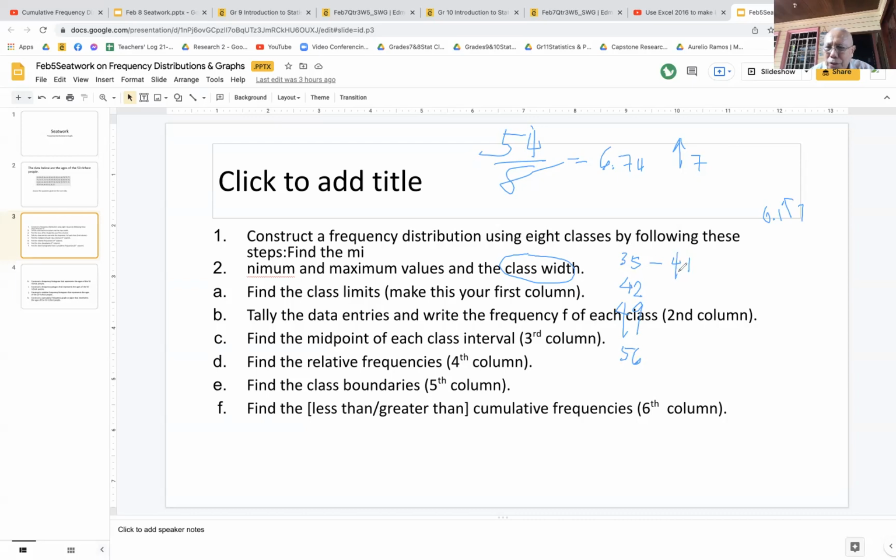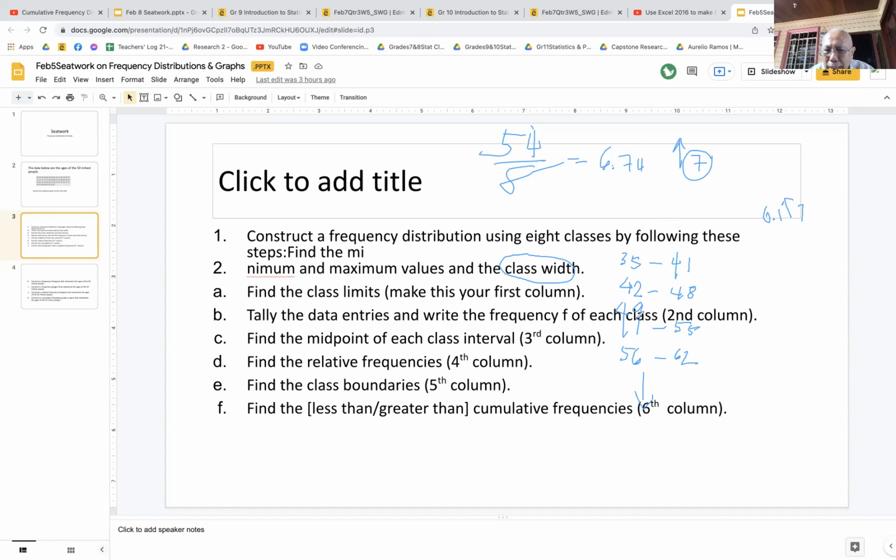So that 35 to 41 actually contains 7 data values. And then this one is 42 to 48. Remember, the difference among these will always be 7. So 41 and 48 is 7. 35 and 42 is 7. So you can just add 7, you get 55, and that's actually one less than this. And then you add 7, you will get 62. And then you continue. This will be your class limits, intervals.